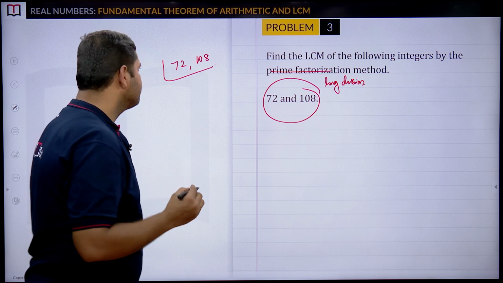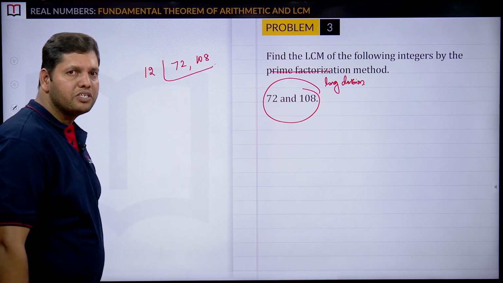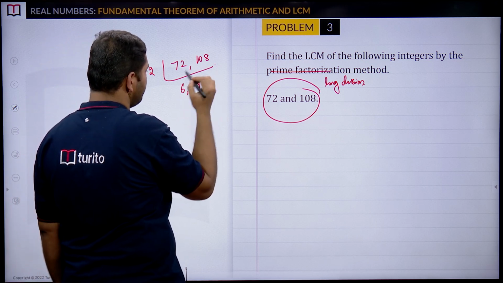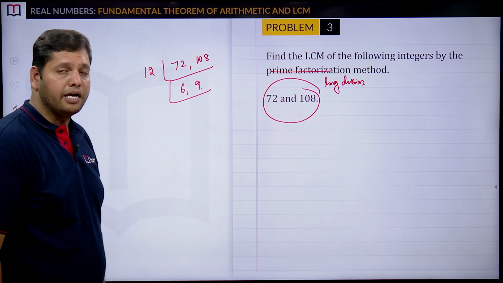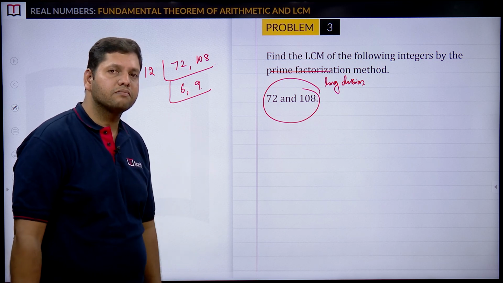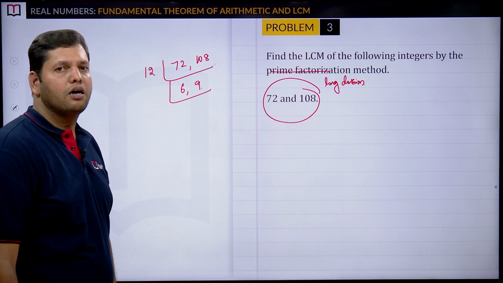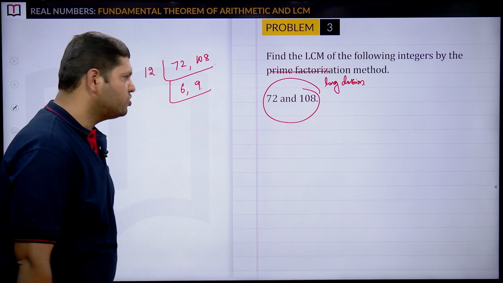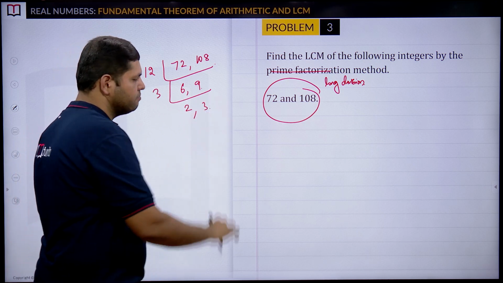Can I say 12? Yes or no? So 12 divides 72 and 12 divides 108. So I can say 12 6s are 72, and 12 how many times? 9 times. Children, we got the quotients as 6, 9. Now can you tell me children which number divides both 6 and 9? Is it 2? So which number divides both 6 and 9? It is 3, children. So what I am writing? This is 3 2s and it is 3 3s.